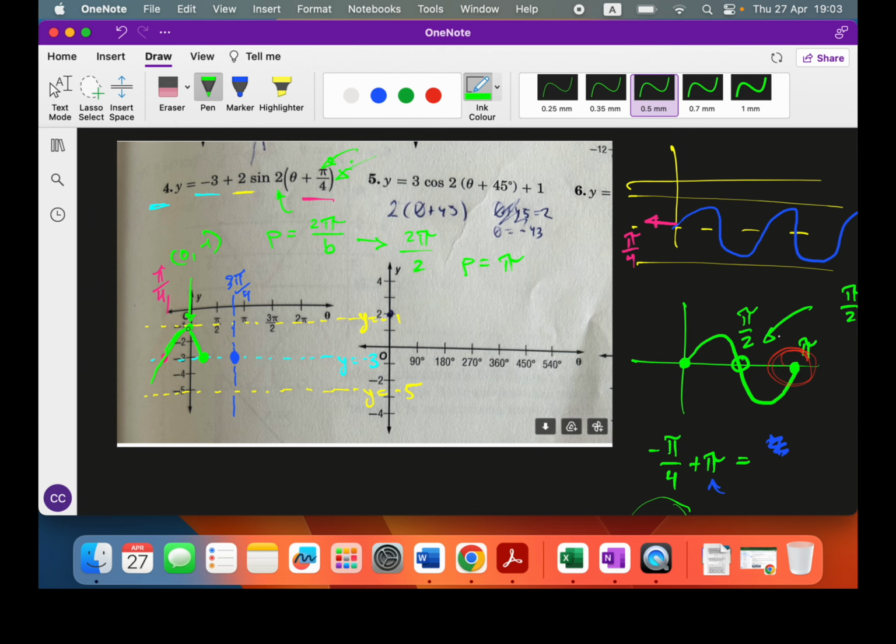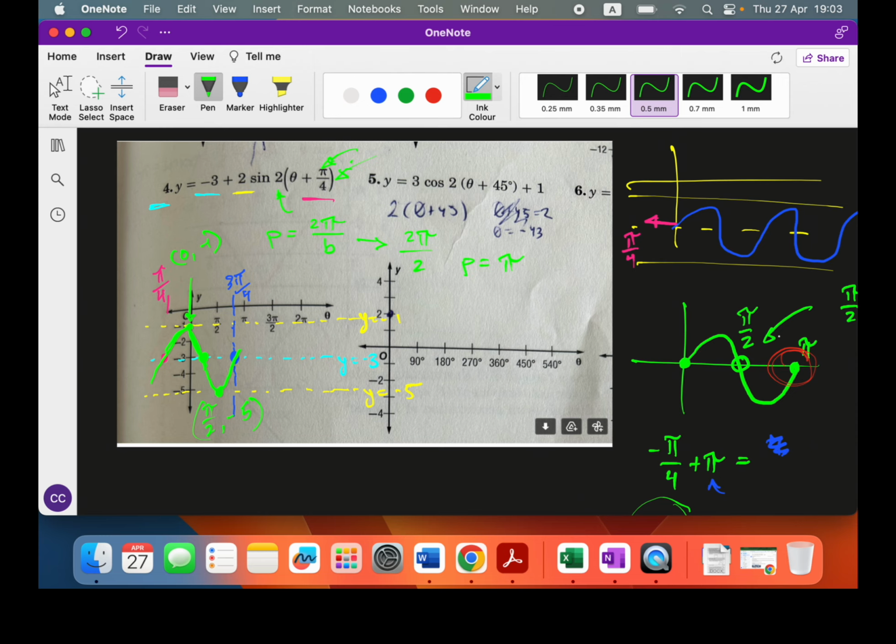It's going to come back down, and then at pi over 2, it's going to be at its minimum again, at pi over 2, negative 5. So we get the first period of this thing done just like that.